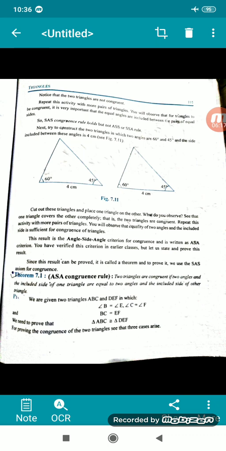Let us see the statement. ASA congruence rule. Two triangles are congruent if two angles and the included side of one triangle are equal to the angles and the included side of other triangle. Now here we have to write down what is given to us. Given triangles ABC and triangle DEF in which angle B is equal to angle E, angle C is equal to angle F, and BC is equal to EF. So we have to prove that triangle ABC is congruent to triangle DEF.